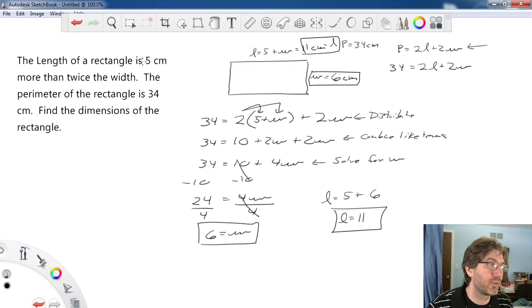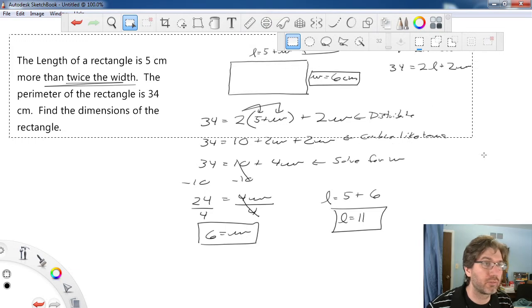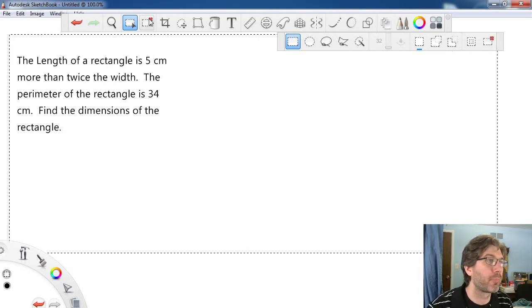The length of the rectangle is 5 centimeters more than twice the width. Oh, I screwed that up. I didn't say twice the width. There should be a 2 there. I'll do this again. I didn't read right. I'm not very good at reading, if you haven't noticed. We'll do it again.